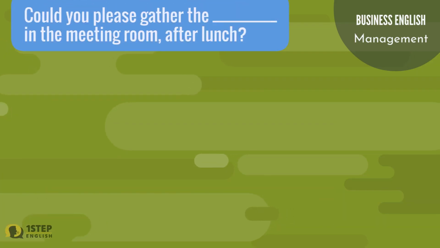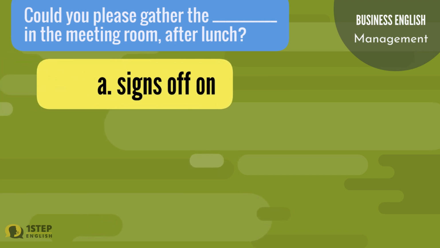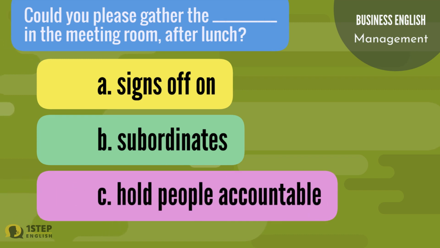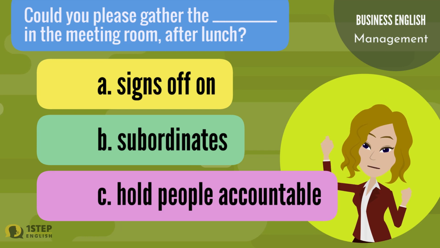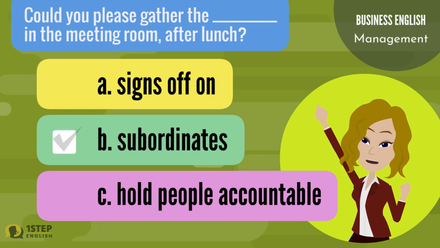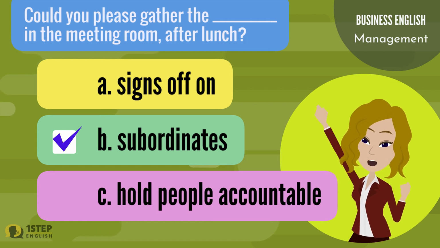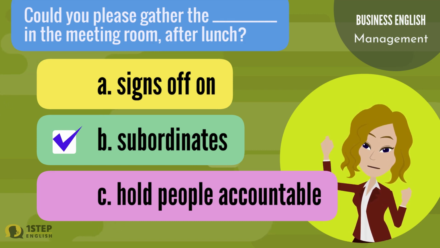Could you please gather blank in the meeting room after lunch? Letter A. Signs off on. Letter B. Subordinates. Letter C. Hold people accountable. The correct answer is letter B. Subordinates. Could you please gather the subordinates in the meeting room after lunch?